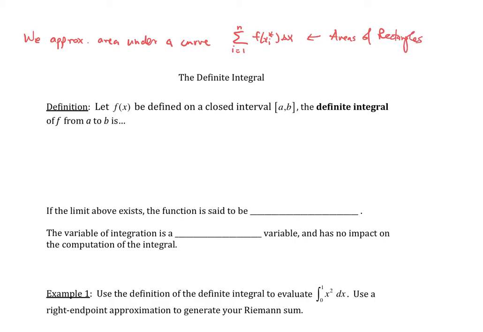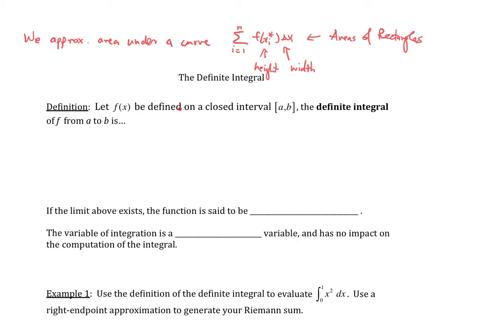right? So this first number here was the height, and this second number here was the width. And then what we did was we multiplied those together to get the area of a rectangle, and then we added all those areas up. So now we're ready to talk about what a definite integral is.